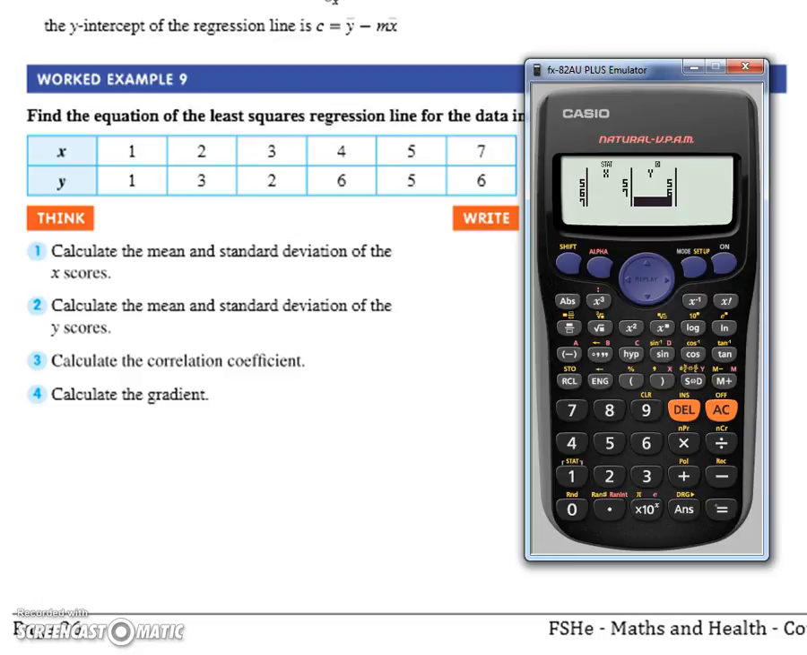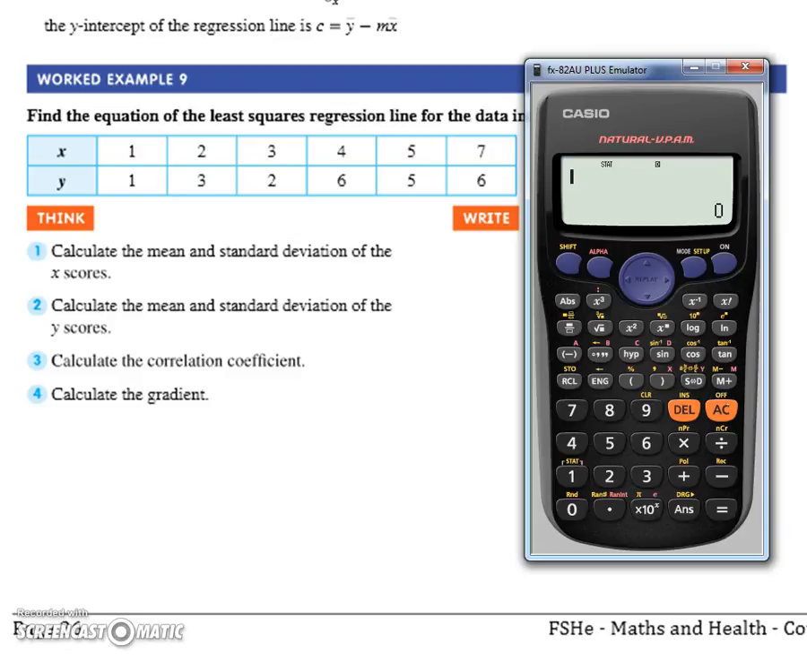All right, so I've got the data entered now. The bits of information you need are the mean of X, the mean of Y, standard deviation of X, standard deviation of Y, and you need the correlation coefficient. Okay?